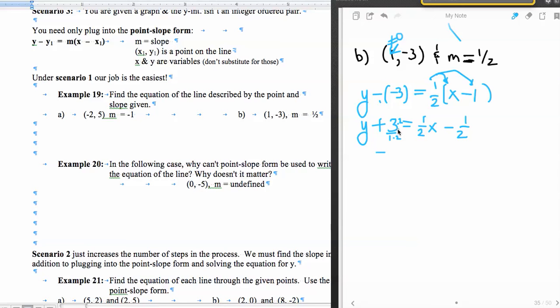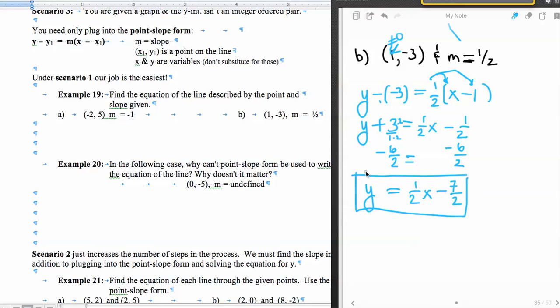So I'm going to add the opposite of 2 times 3, which is 6, over 2, 6/2, which is the same thing as 3, right? So I'm going to add the 6/2 in over here, and now I see that y is equal to 1/2 x, and then minus 1 plus 6, which is 7, and those are halves. And there we go. There's my slope-intercept form, which is what I want you to end with.